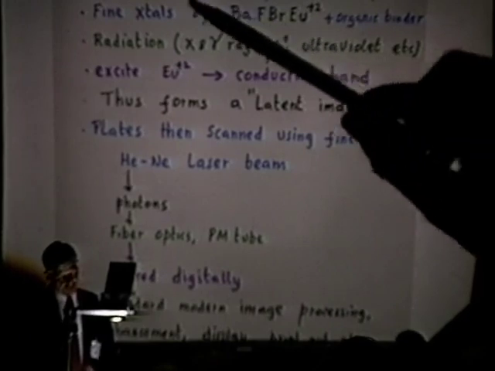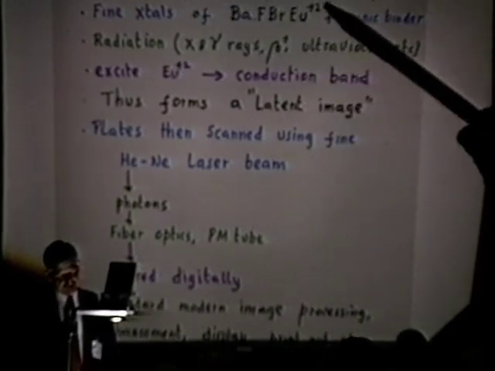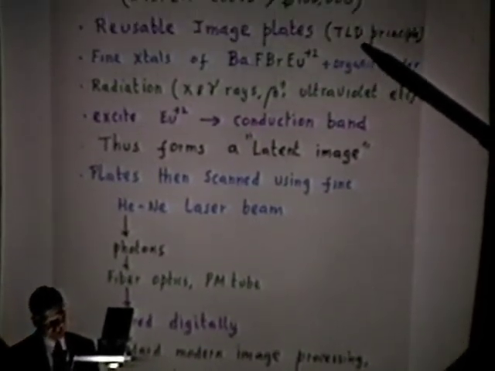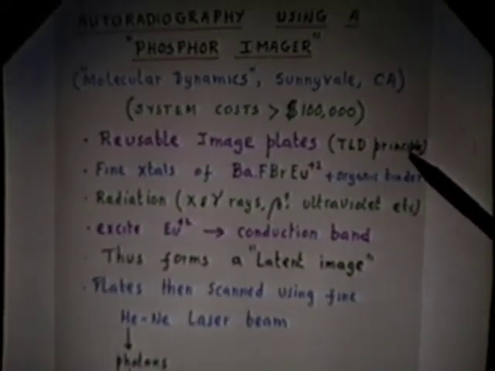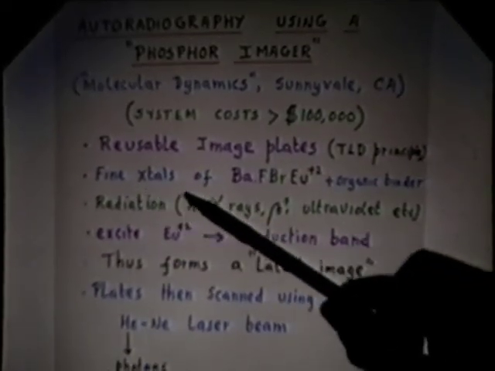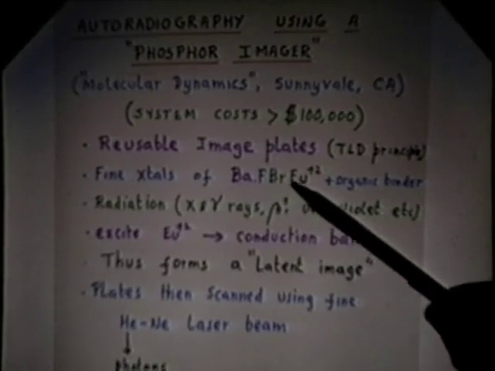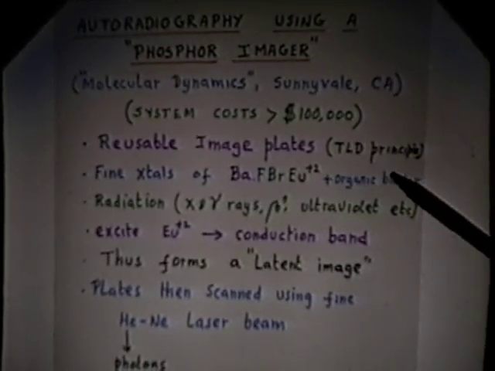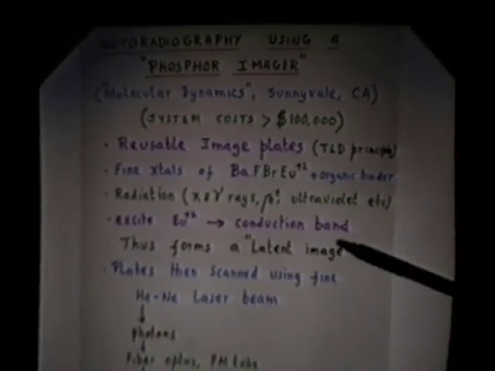These are based on the use of reusable image plates, which basically work on the principles of thermoluminescent detectors. Actually, it's made of very fine crystals of barium, fluorine, bromine, europium-2 with an organic binder, which is spread in the form of a very thin coat on a backing. Radiation such as X and gamma rays, betas, ultraviolet, etc. can excite the europium to the conduction band.